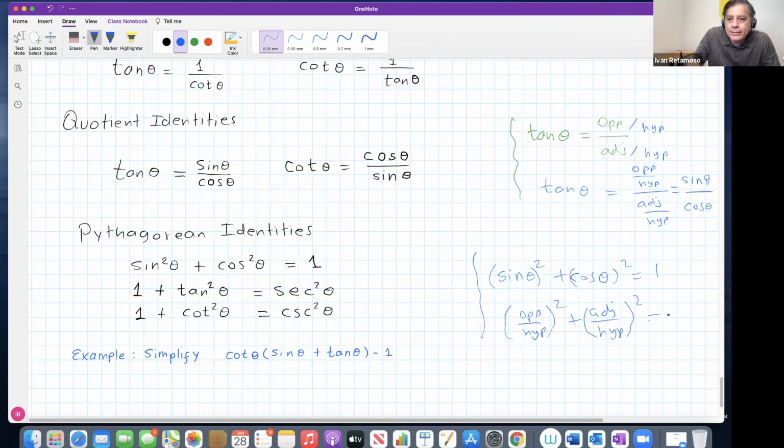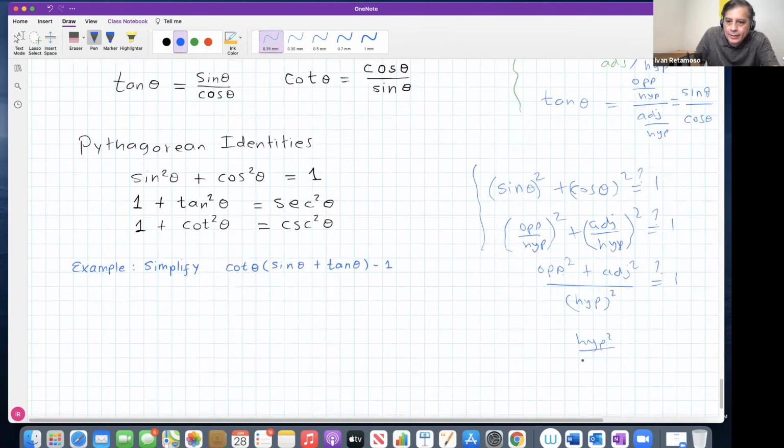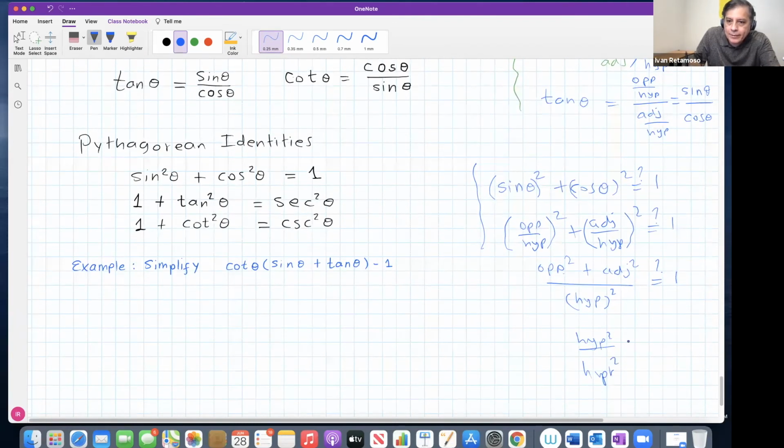If you square them, right? Let's say you don't believe this. Opposite squared plus adjacent squared, all over hypotenuse squared, right? Opposite squared plus adjacent squared is hypotenuse squared, right? So it checks. This is hypotenuse squared over hypotenuse squared, which equals 1. Checks. So this is good.